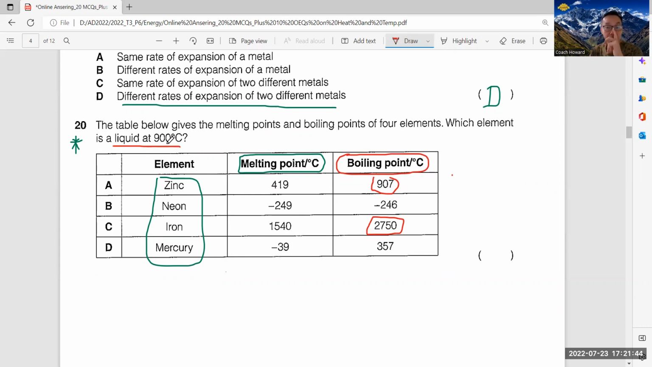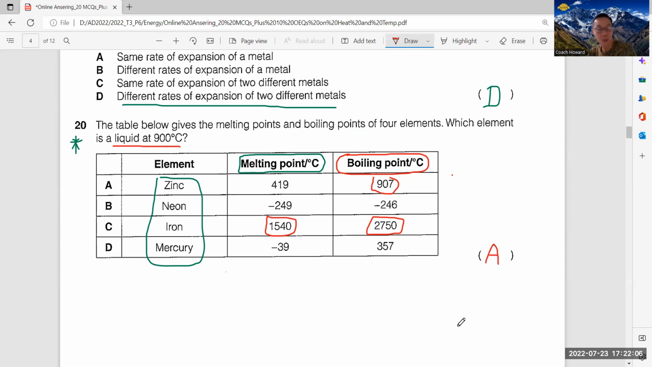Okay, so at 900, can you see zinc will have melted? Zinc will have melted, so this one is a liquid, because it boils at 907. But for iron, it hasn't melted because it's still in solid state, because the melting point is above 900. So the answer is A, zinc.